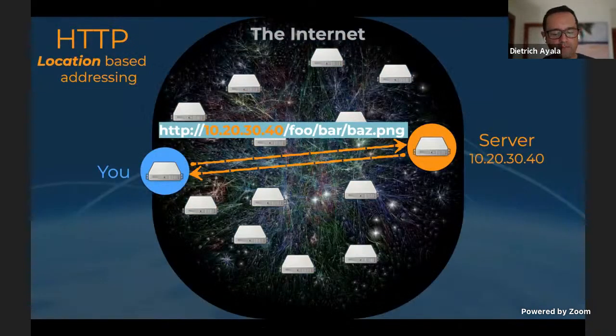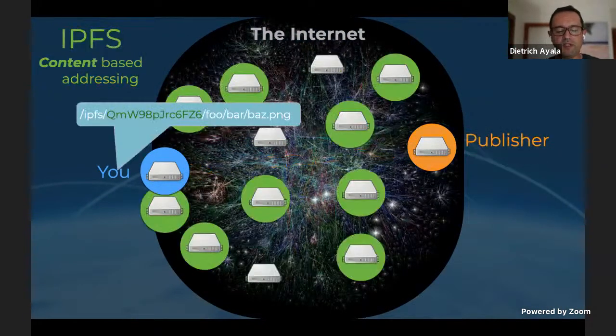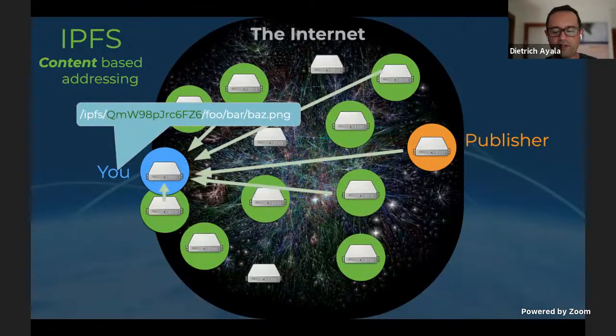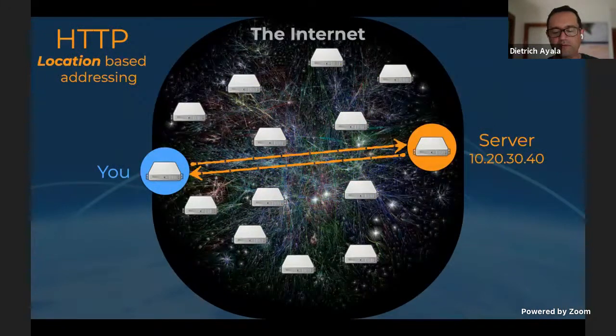On the regular web, you make a request to a server and it responds. This is location-based addressing. With IPFS, we address by the contents. You can make a request for an address and the publisher can respond, but also anybody else who has that data can also reply with it. And you can get different parts from different people, which gives you new types of efficiencies.